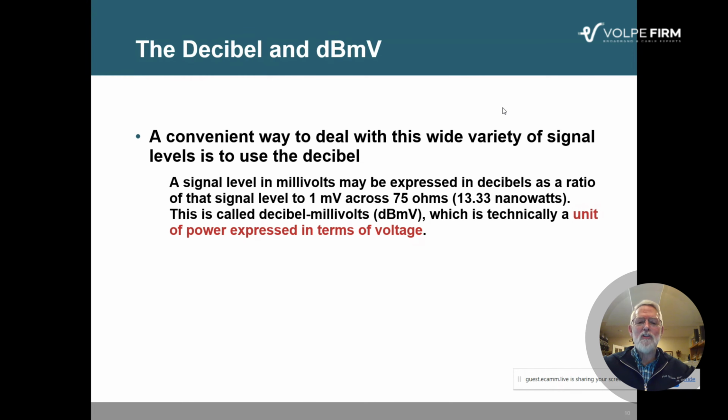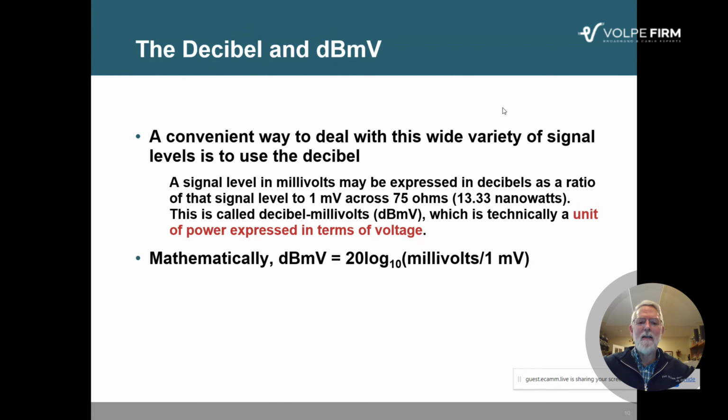This, by definition, is called dBmV, or decibel millivolt. And that is technically a unit of power expressed in terms of voltage. So in the 75 ohms impedance, the power is 13.33 nanowatts, but we express it as 1 millivolt. Or we express it more specifically in dBmV using this formula: 20 times the base 10 logarithm of the value in millivolts, divided by 1 millivolt.